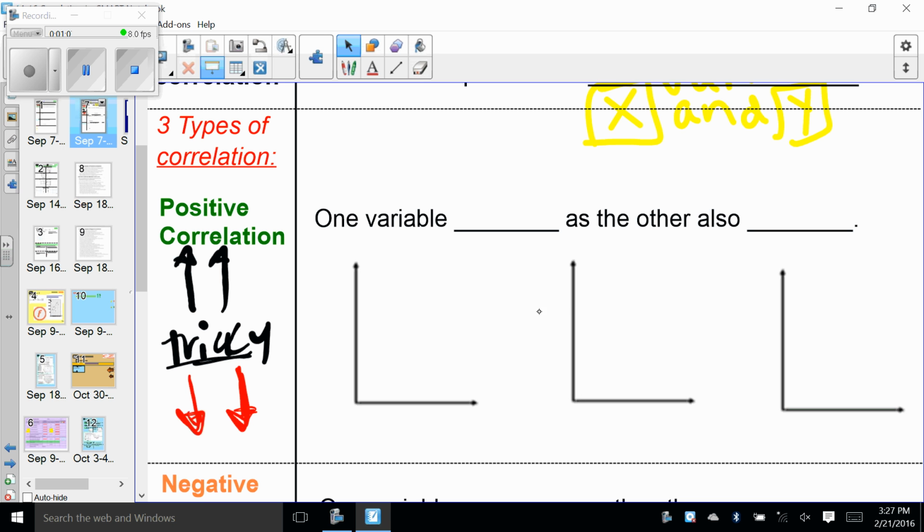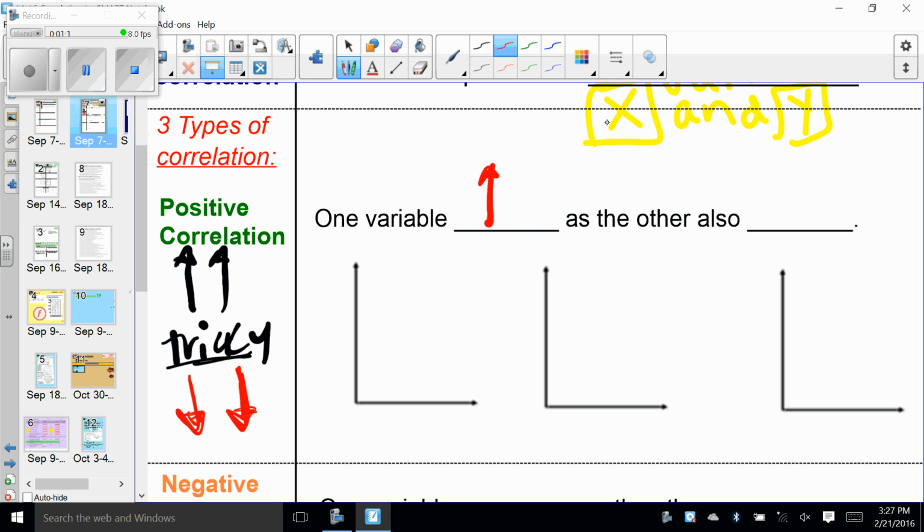All right, so in positive correlation, as one variable goes up, the other variable also goes up. Okay, so if we think about an example, it would be this. If we were selling ice cream, go ahead and write ice cream over here. And then let's compare that to the temperature.